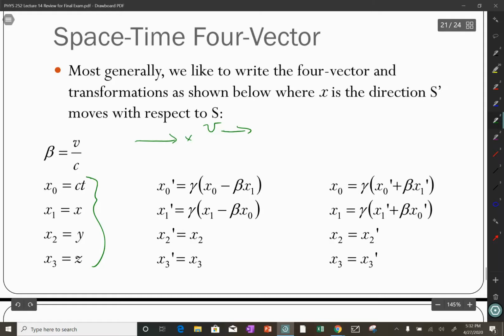And so in doing so, we worked out how we got these transformations, how the position and time in the prime reference frame relate to the position and time in the unprime frame. And likewise, the position and time in the unprime frame relate to the prime. Now that was all fine and good.